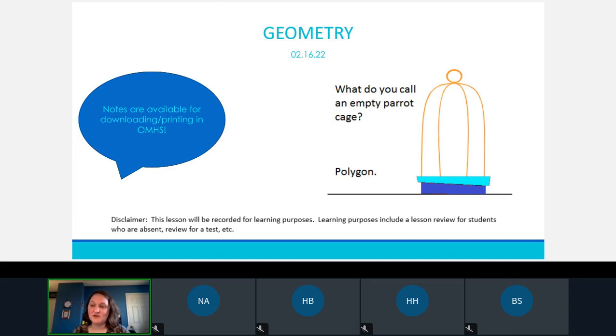Haley says, can we use Desmos to graph too? Yeah, you could. It's going to be a little more challenging when we get to the rotation, and you'll see why. But you could use Desmos.